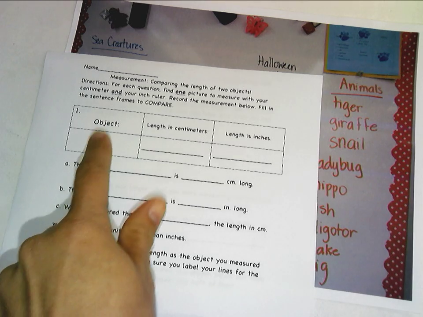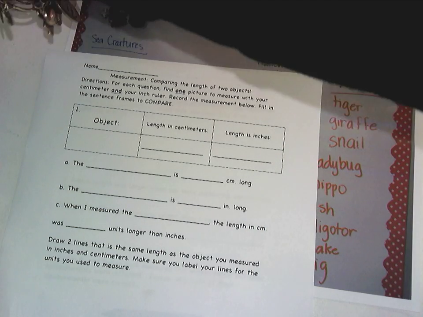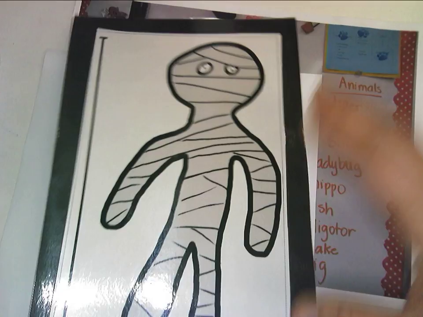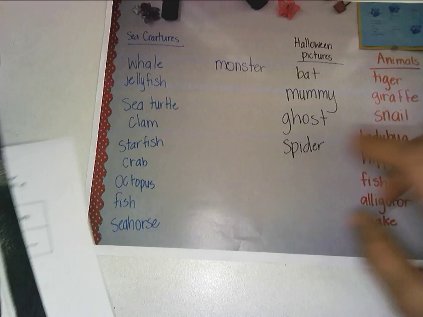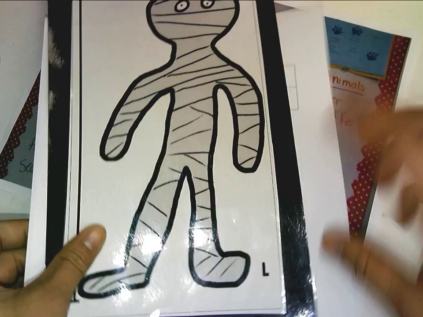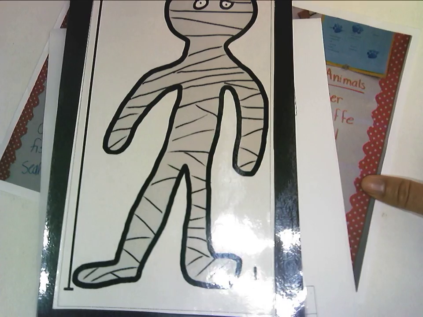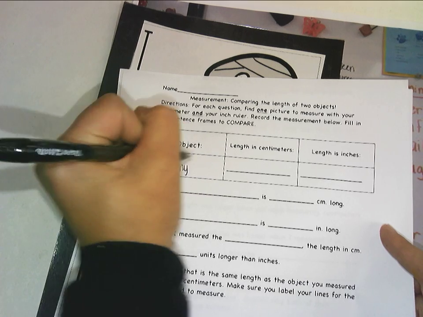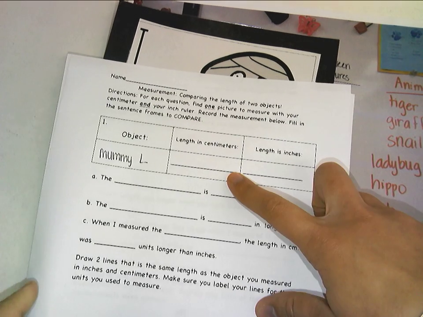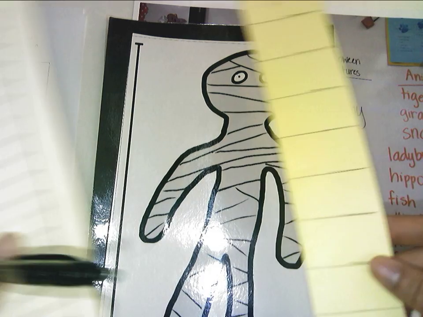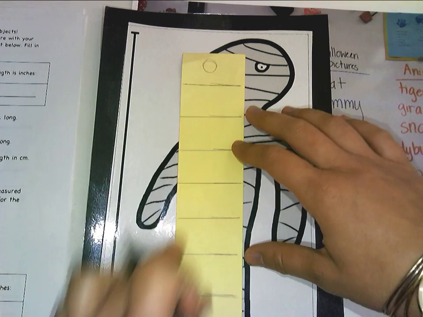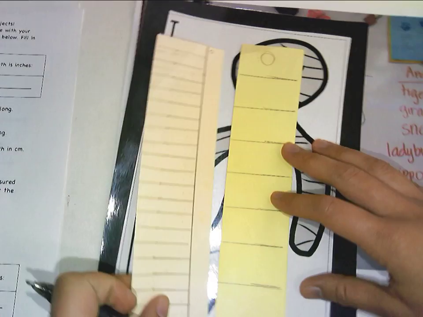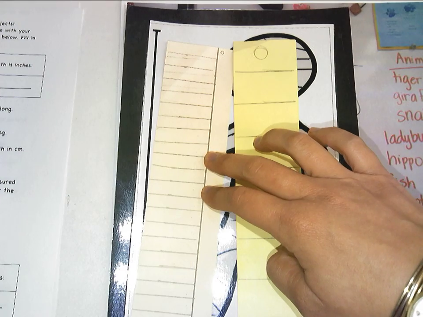So I'm going to pick an object. Here I have a mummy. I'm going to find the word mummy, and I can write mummy, okay? I'm going to write it right here. So I want you to think, is the mummy going to be longer? Is the measurement going to be longer using the inches, or is it going to be longer using the centimeters?